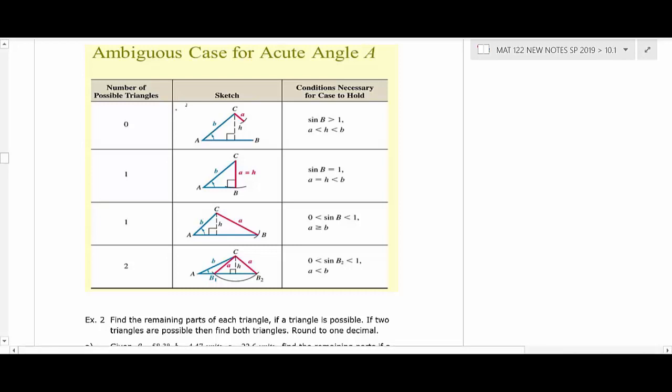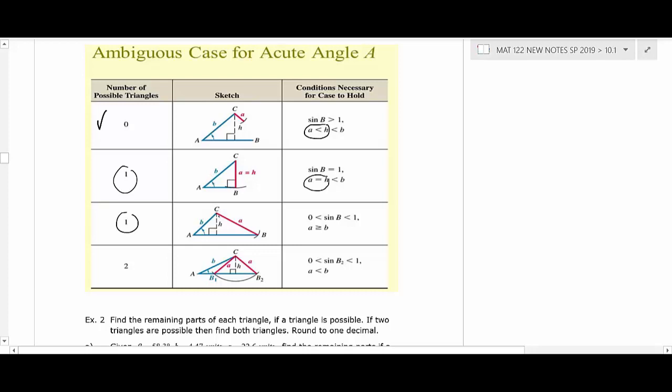The key thing on this one is you have no triangles possible if this side A is smaller than the height, and that height is smaller than B. So in this case, this side is in between the height of the triangle and that side B. That would mean that you have no possible solution. You could have one solution in two different cases. If side A is the same as the height, and that's still less than B, think about this making a right triangle where side A is the same as the height of the triangle, and there's a right triangle solution.